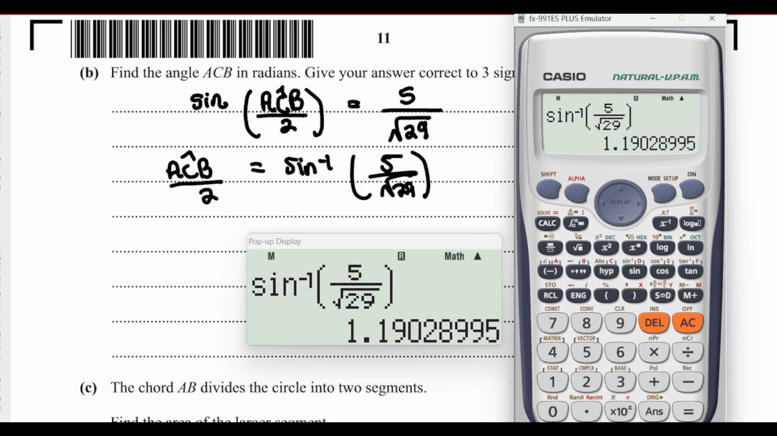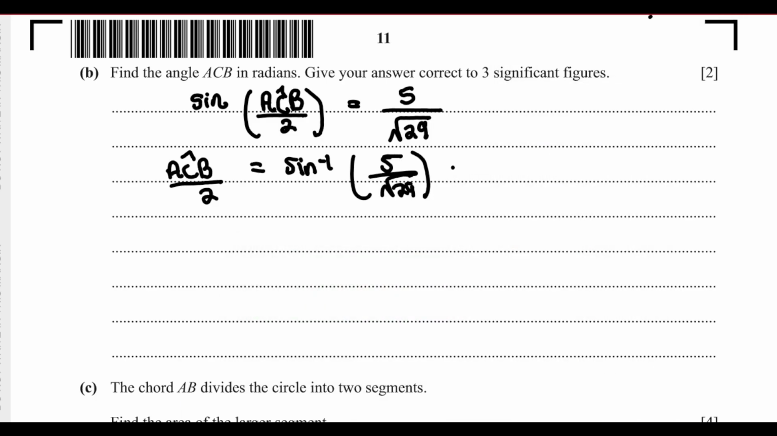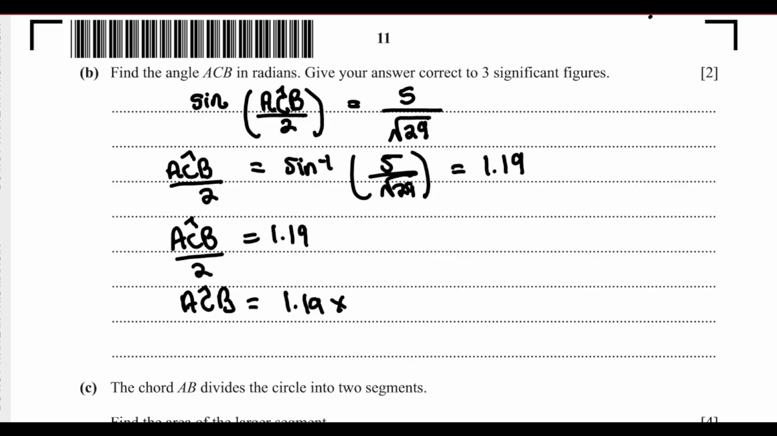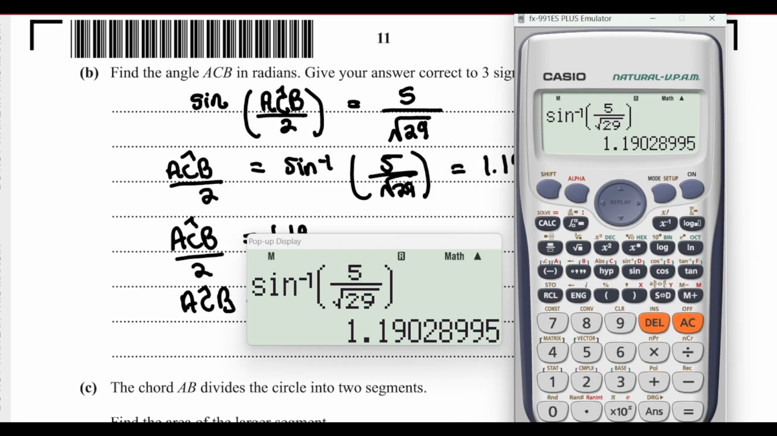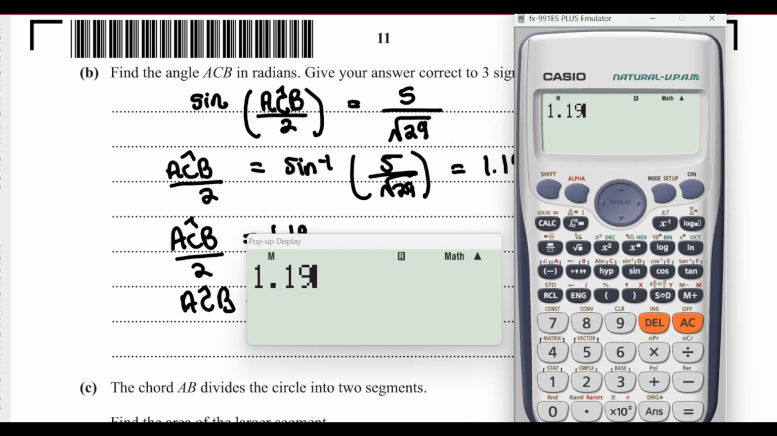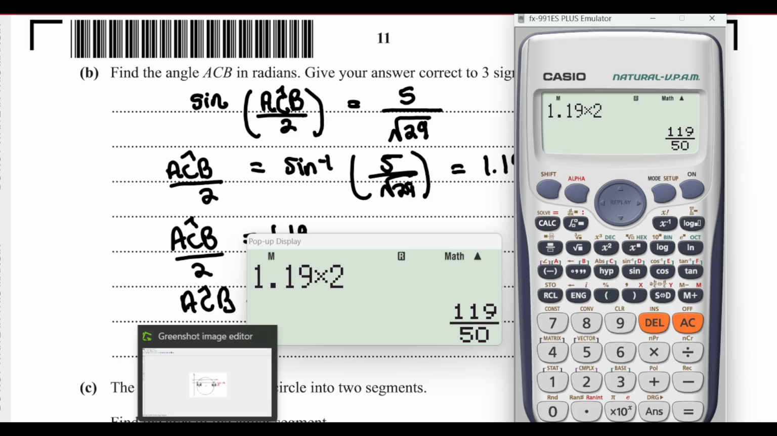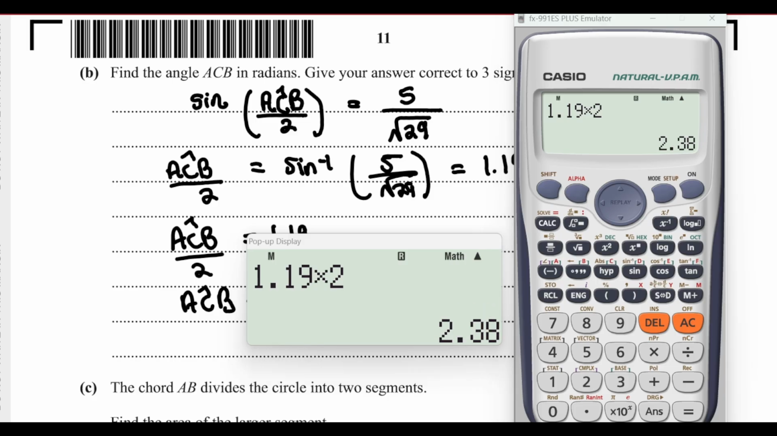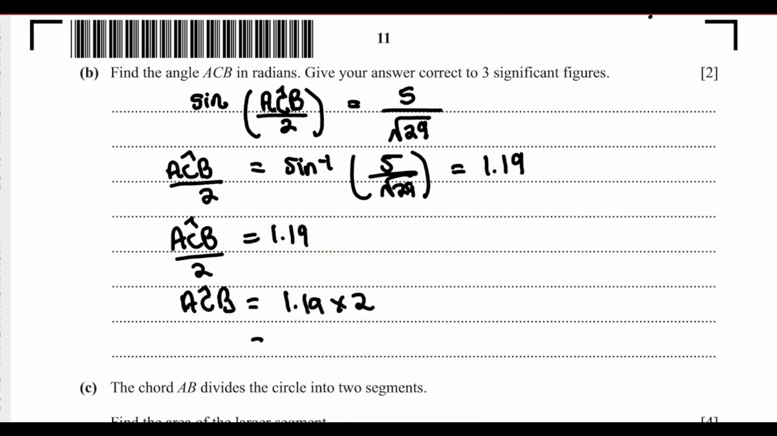Let's go with that. To get the full ACB, I have over 2. To get the full one, I need to multiply by 2. What's 1.19 multiplied by 2? That is 2.38. Perfect.